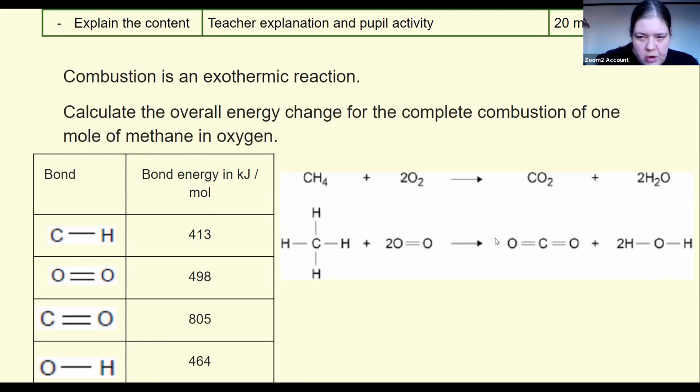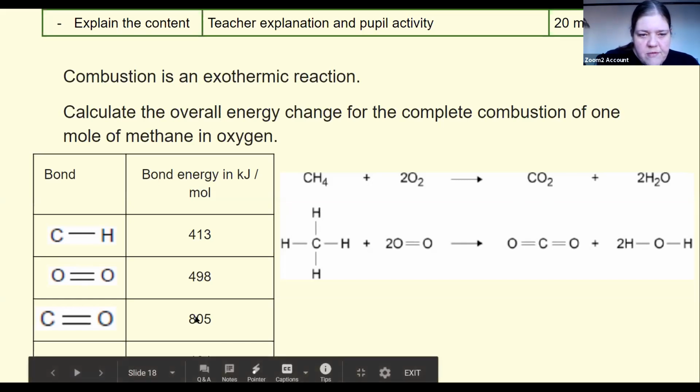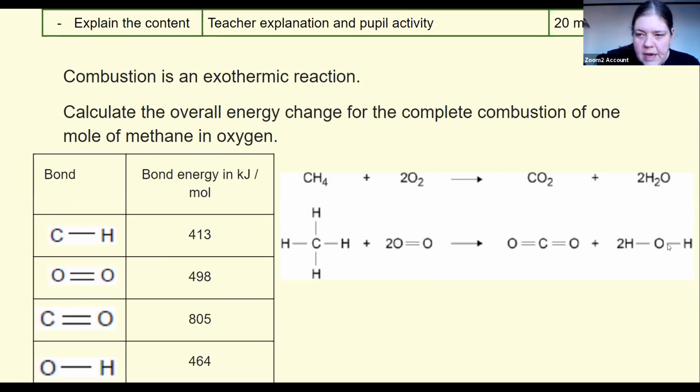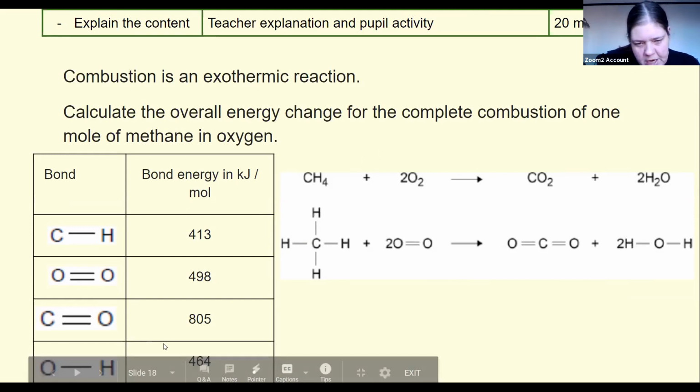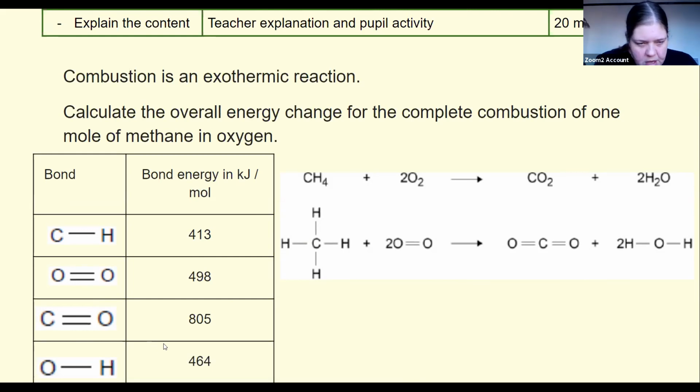Okay, and then on the other side, looking through, we've got carbon dioxide here and we've made carbon dioxide, so energy is going to be released. So carbon to oxygen, there's 2 of them. So that's 805 times 2 because there's 2 of them. And then here we've got our water, H2O. And again, we've got 2 waters. So oxygen to hydrogen, we've got 2 bonds there, but there's 2 of them. So 2 times 2 means I need 4. So 4 of this number at the bottom, which again, I can't see. And then that will give you the answer.